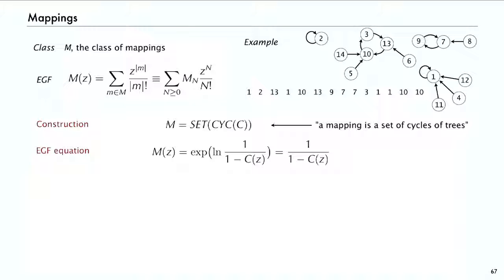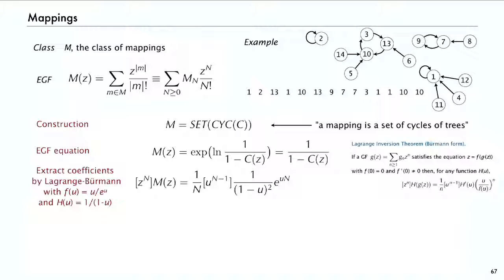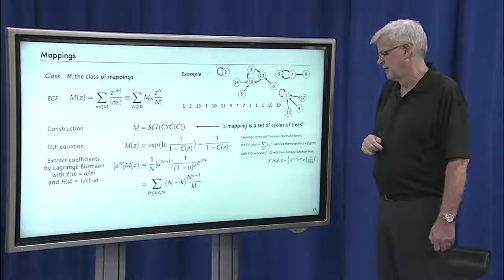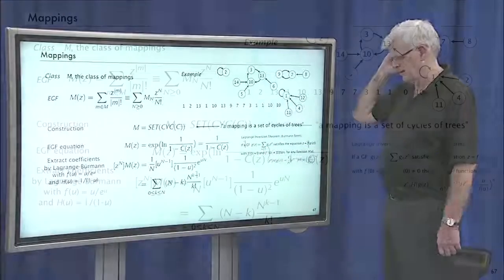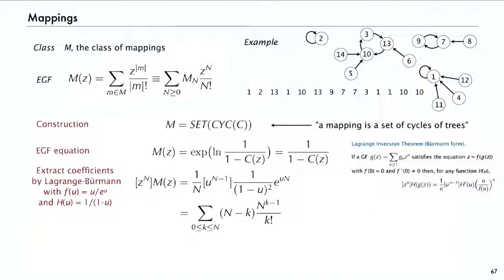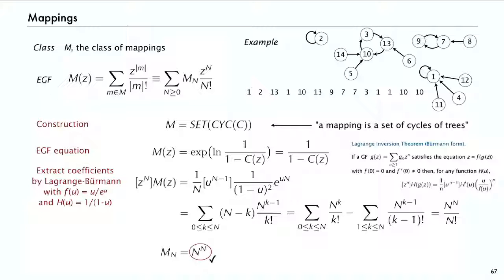Again, that's ripe for use of the Bürmann form, where now we use the h function 1 over 1 minus u, and then f of u equals u over e to u as before. So now the derivative of h is 1 over 1 minus u squared. So it's the same as on the previous slide, except we have a 1 over 1 minus u squared times e to the un. And then if we do the convolution that time on this one, we get what seems like a slightly different form, but actually this one kind of telescopes and gets to the answer n to the n over n factorial. So the end result is the number of sets of cycles of Cayley trees is just n to the n.